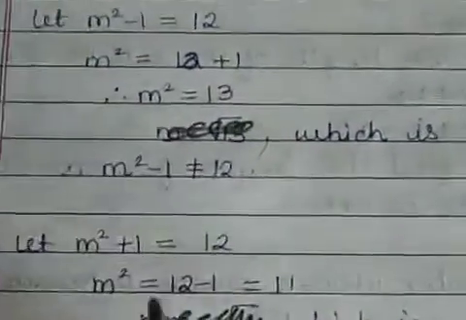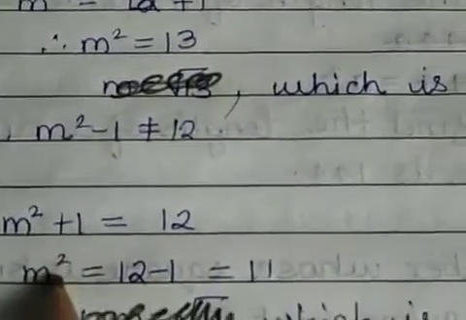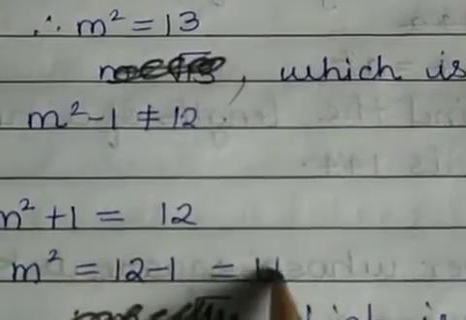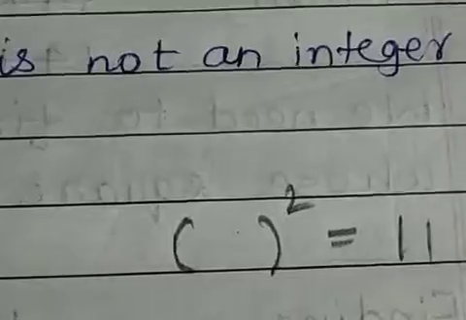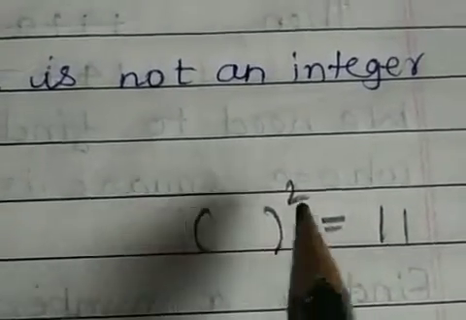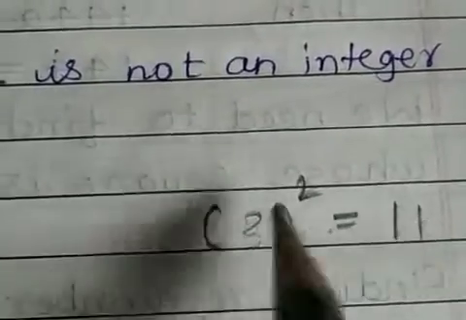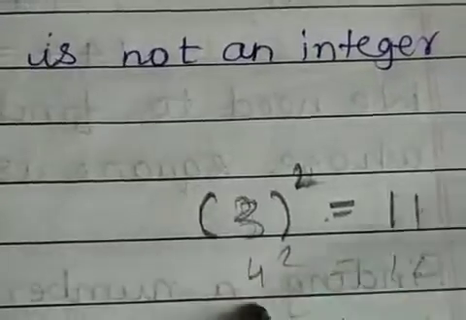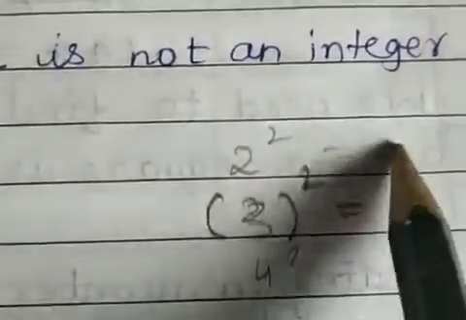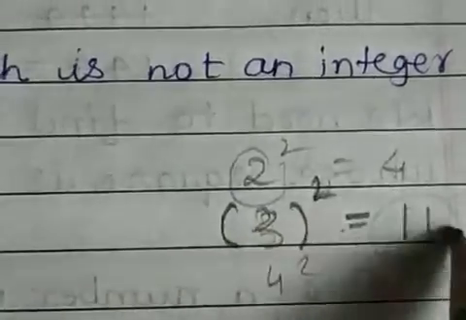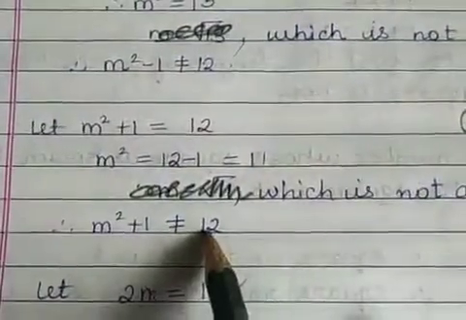Let us take m square plus 1 equal to 12. Then m square will be equal to 12 minus 1, which is 11. So means you need to find some number whose square will be equal to 11. But can you find a number whose square is 11? What about 3 square? 3 square is 9. 4 square is 16. 5 square is 25. 2 square is 4. So we cannot find an integer whose square is 11. So m square plus 1 also cannot be equal to 12.